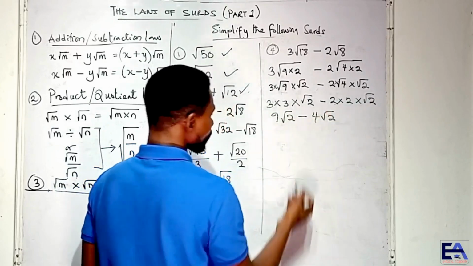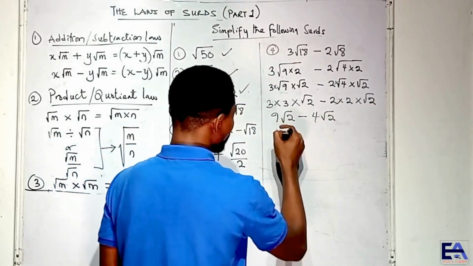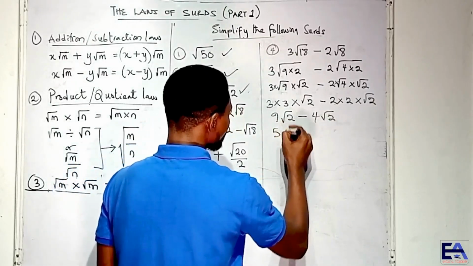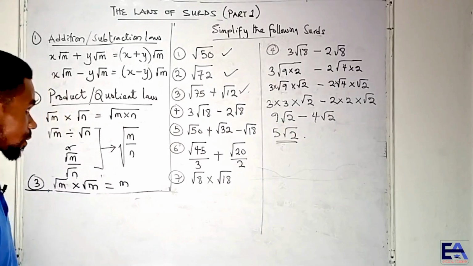So 9 root 2 minus 4 root 2, now they are identical, so you can just subtract. So 9 minus 4 is 5. So you have 5 root 2, and that is the final answer.